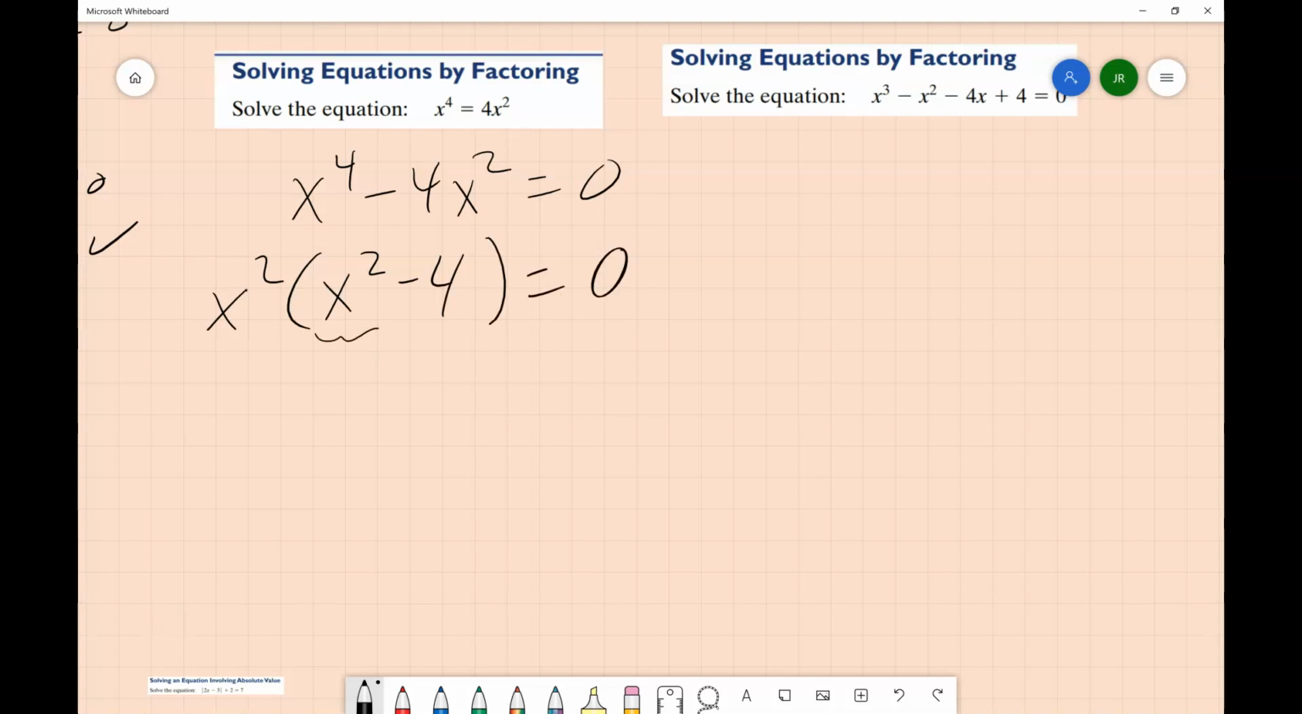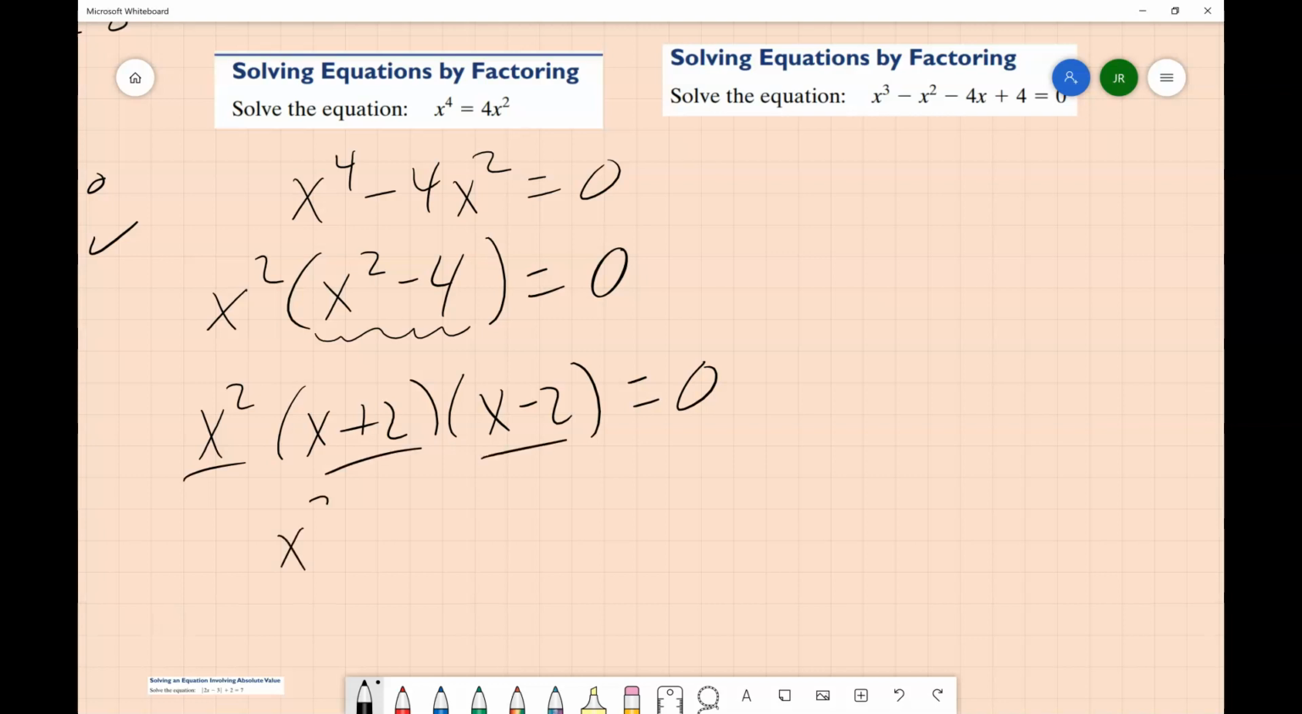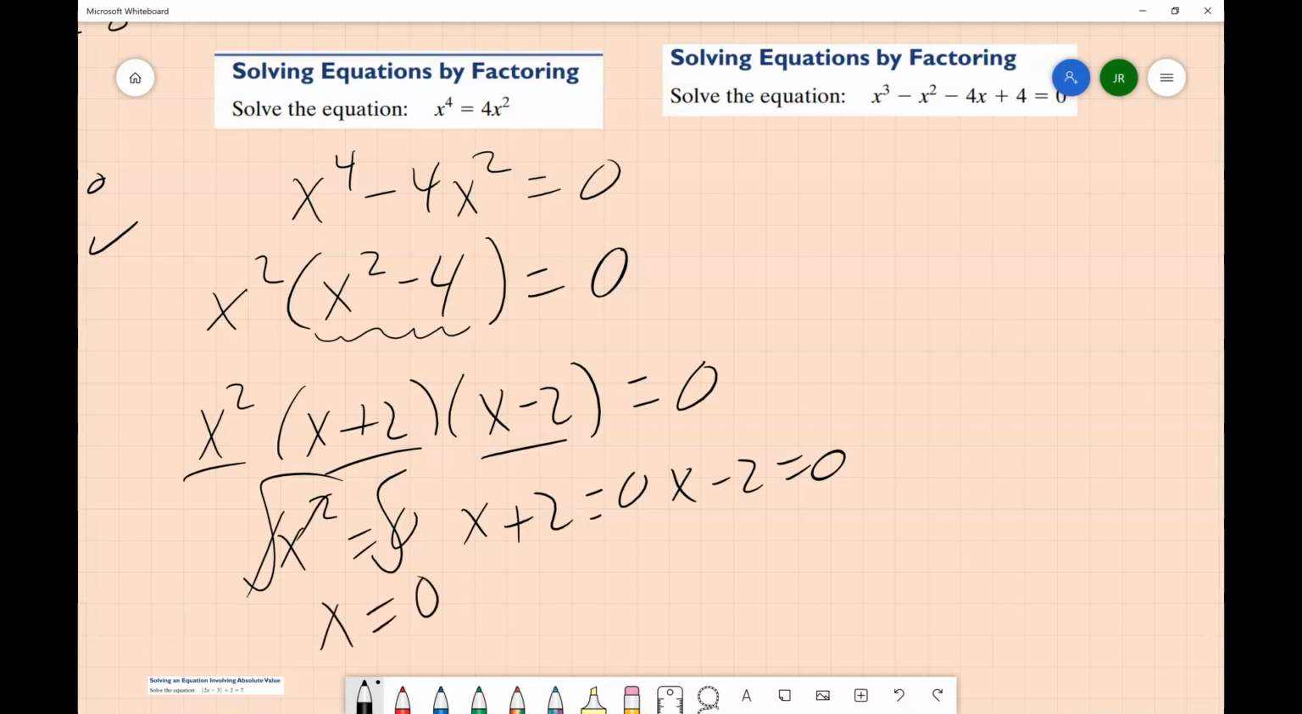From here, I can actually factor this part some more. That's a difference of squares, so I can make that be x squared, and this factors down into x plus 2, x minus 2. So now I set all three of these equal to 0, so I have x squared equals 0, x plus 2 equals 0, and x minus 2 equals 0. So take the square root of both sides here. The square root of 0 is still 0, so I get 0. Move the 2 over, I get negative 2. Move that negative 2 over, I get positive 2. So 0, negative 2, and positive 2 are my answers here.